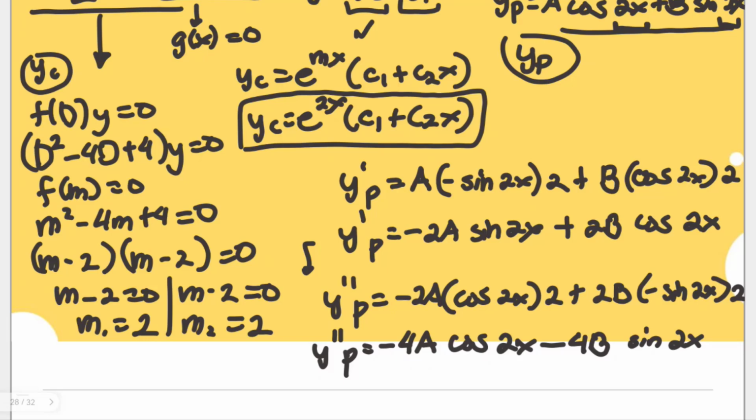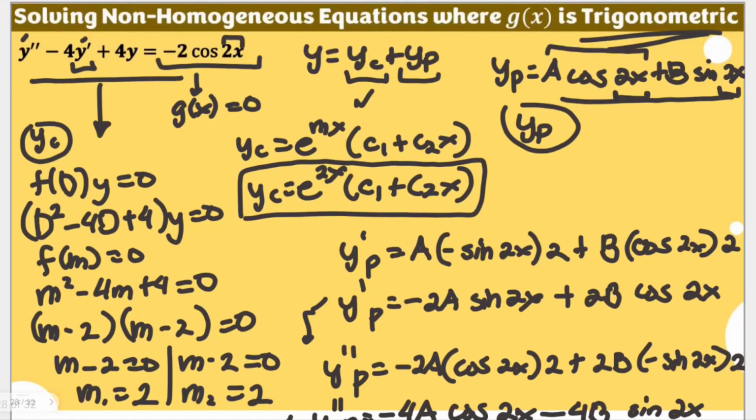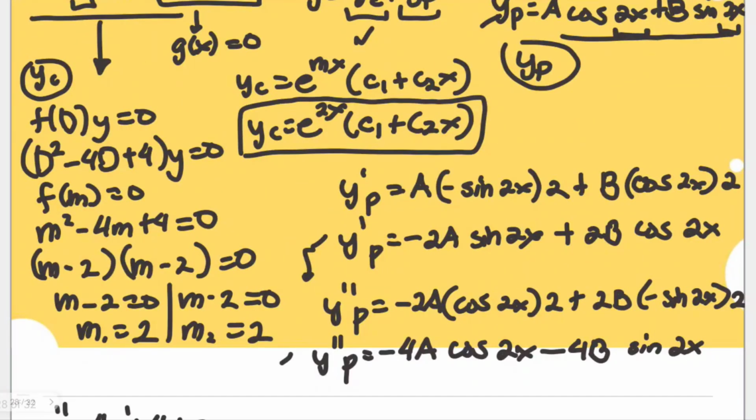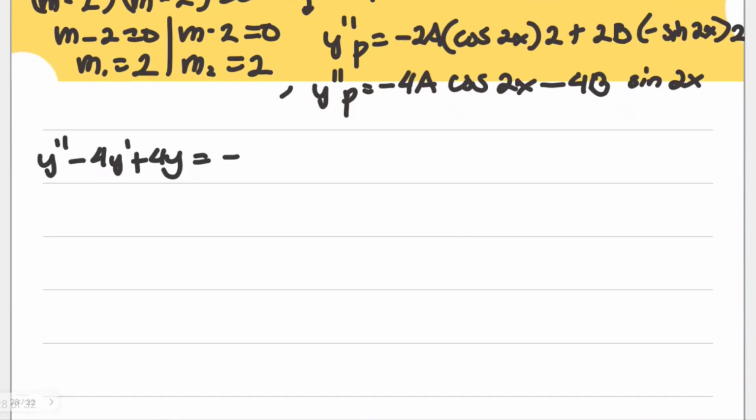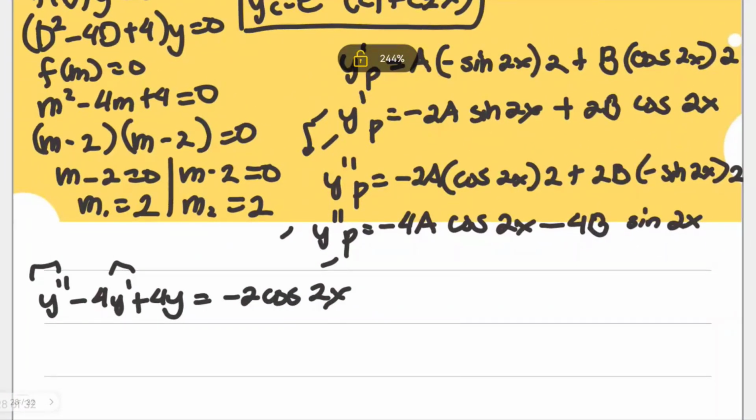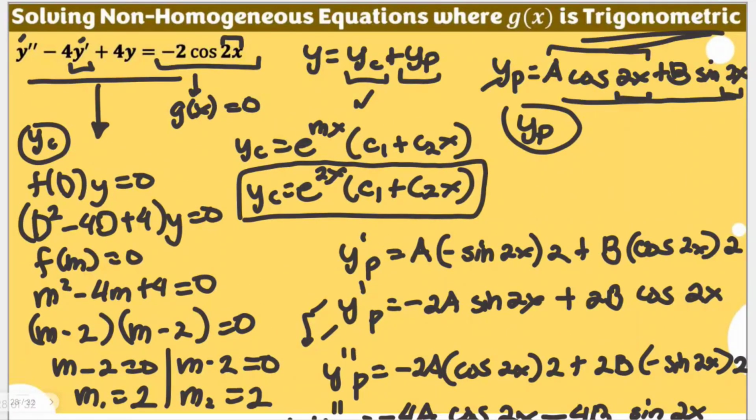So with this now, we have the second order derivative. We have the first order derivative here. And we will have here the y sub p, which will all be substituted in our general equation. So please look into this. You have the second order derivative minus 4 times the first order derivative plus 4y is equal to negative 2 cosine 2x. So we simply change the second order derivative to this, our first order derivative into this, and of course our y sub p earlier already identified as this.